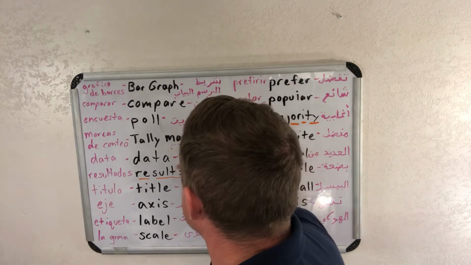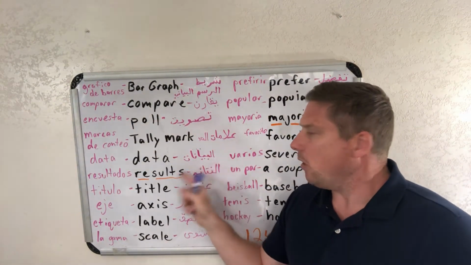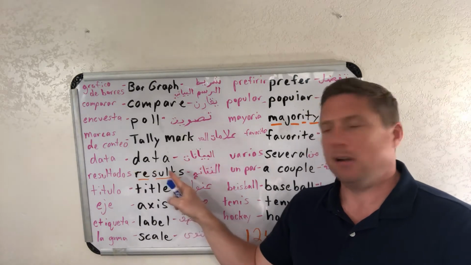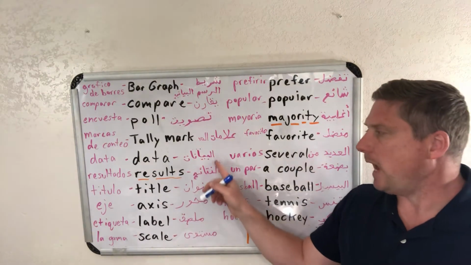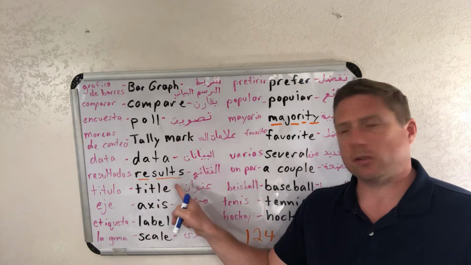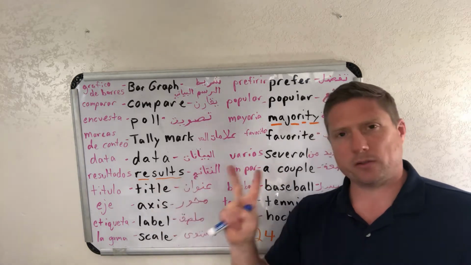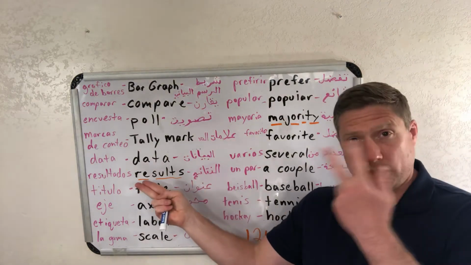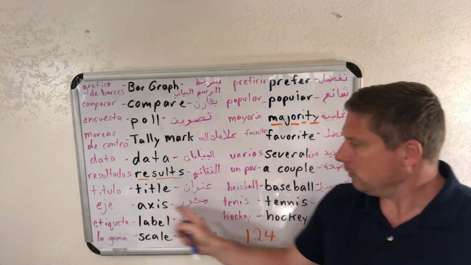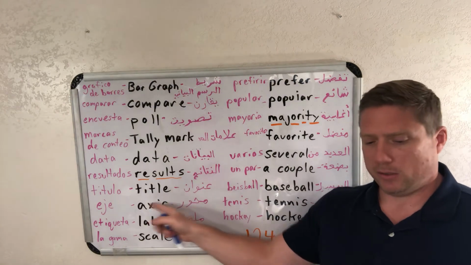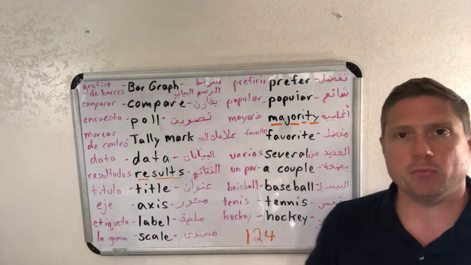All right. Moving on. Data. Data is information. Results. Two syllables, right? Results. We can see our results on our bar graph. Title. Just like we have a title for each lesson, we'll have a title for each bar graph.